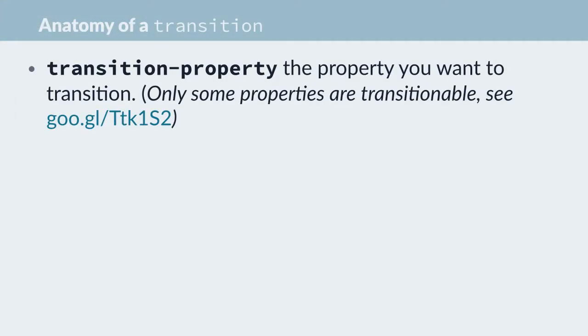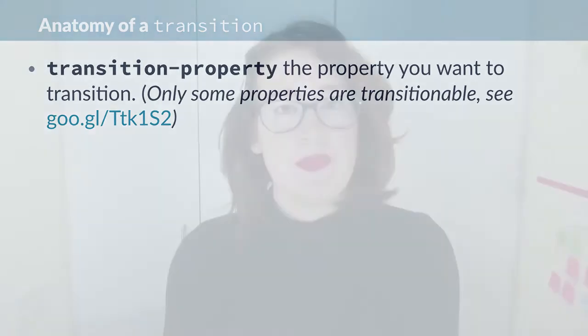Transition property is the property you want to transition. Now, only some properties are transitionable. You can find a list of all of those different properties at the link provided. This can be super confusing if you're under a tight deadline and just can't figure out why that radial background gradient isn't transitioning for you on hover. If you check this list, you will see that radial background gradients are not transitionable.